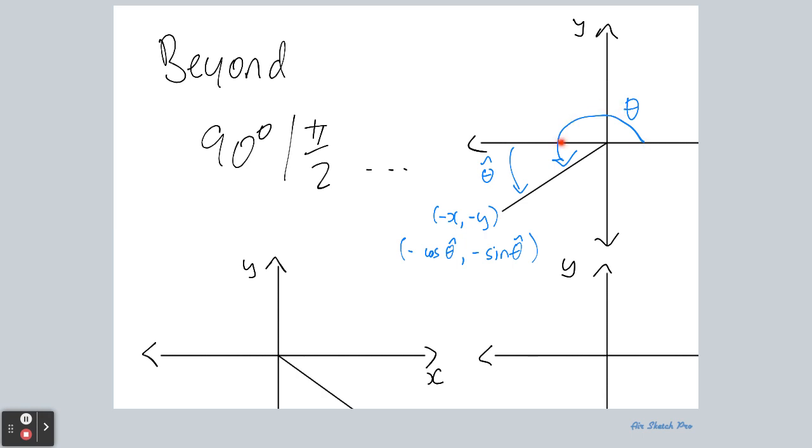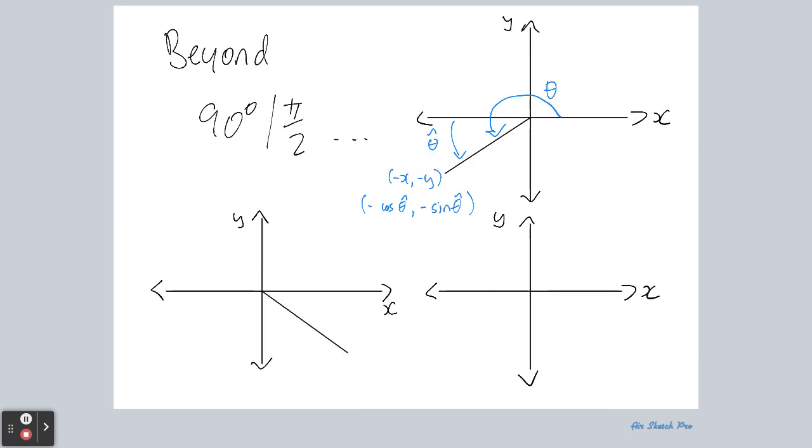Okay, so in this case, if theta is all the way along here, let's just say it's 200 degrees. If theta was 200 degrees, well, that would be 20 degrees after 180, so theta hat would be 20 degrees. So the sine of 200 would be the same as minus sine of 20. You can actually do this on your calculator and you can see it's true. The cosine of 200 degrees would be the same as minus cosine of 20 degrees. Again, the 20 comes from 180 plus 20 to make 200.